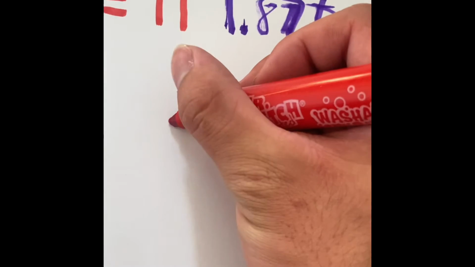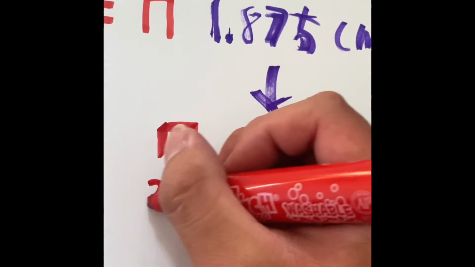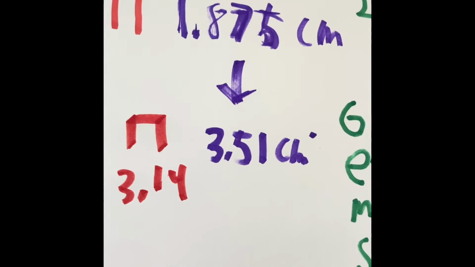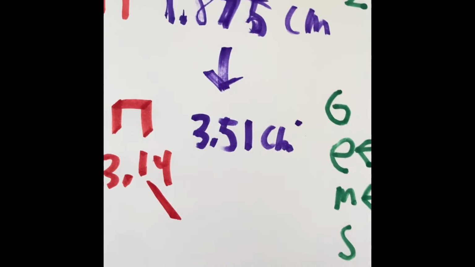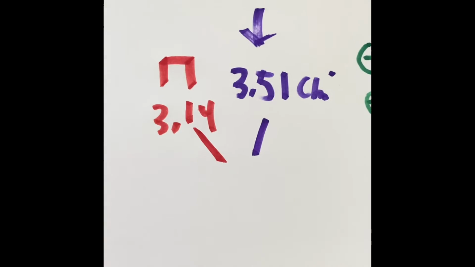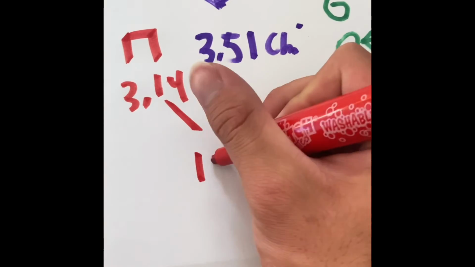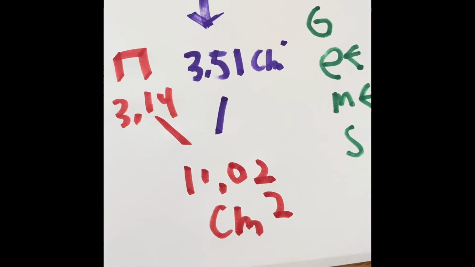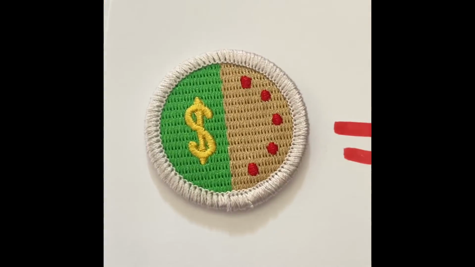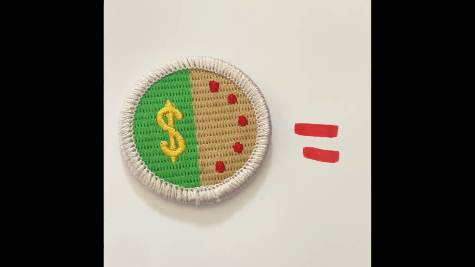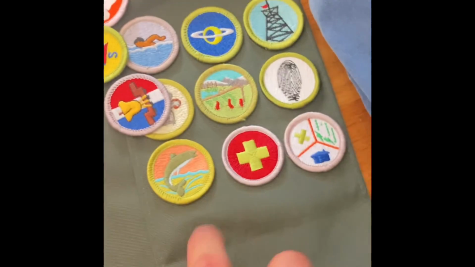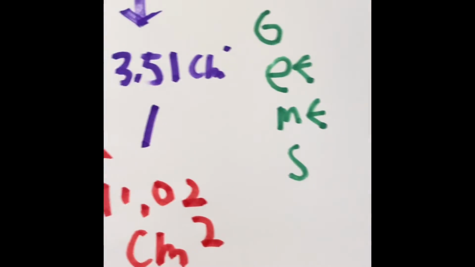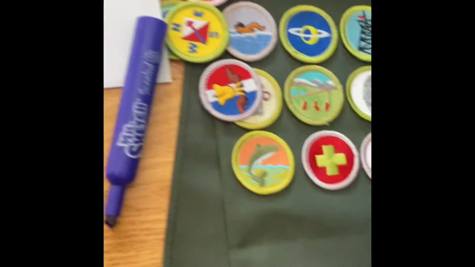The last step we need to do is multiply by pi, or 3.14, to make it easier to calculate. When you multiply together, we're going to get 11.02 centimeters squared. So technically, it means that the personal management merit badge takes up 11.02 centimeters squared up on here to put on the sash. Not only that, we'll also need 11.02 centimeters squared of this kind of paper that you cut, put it on the back of this merit badge, and stick it on the sash.